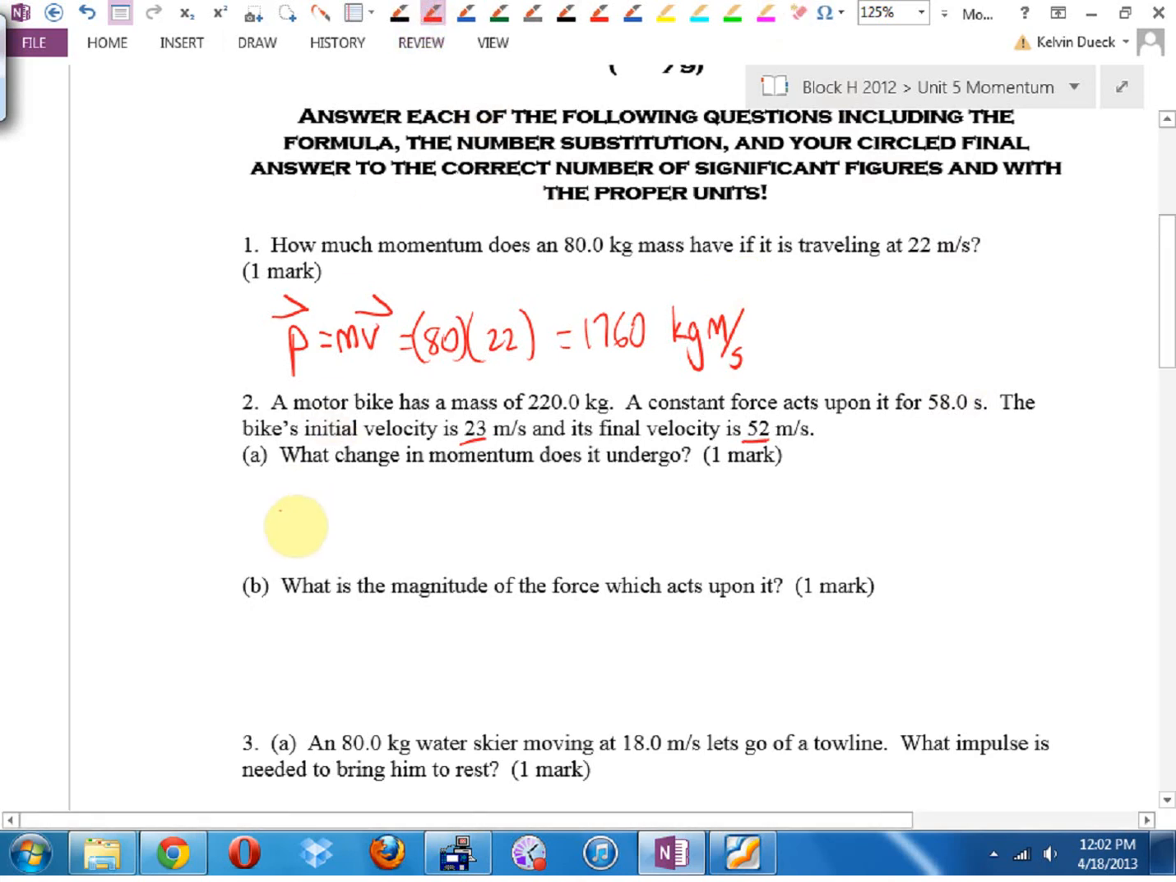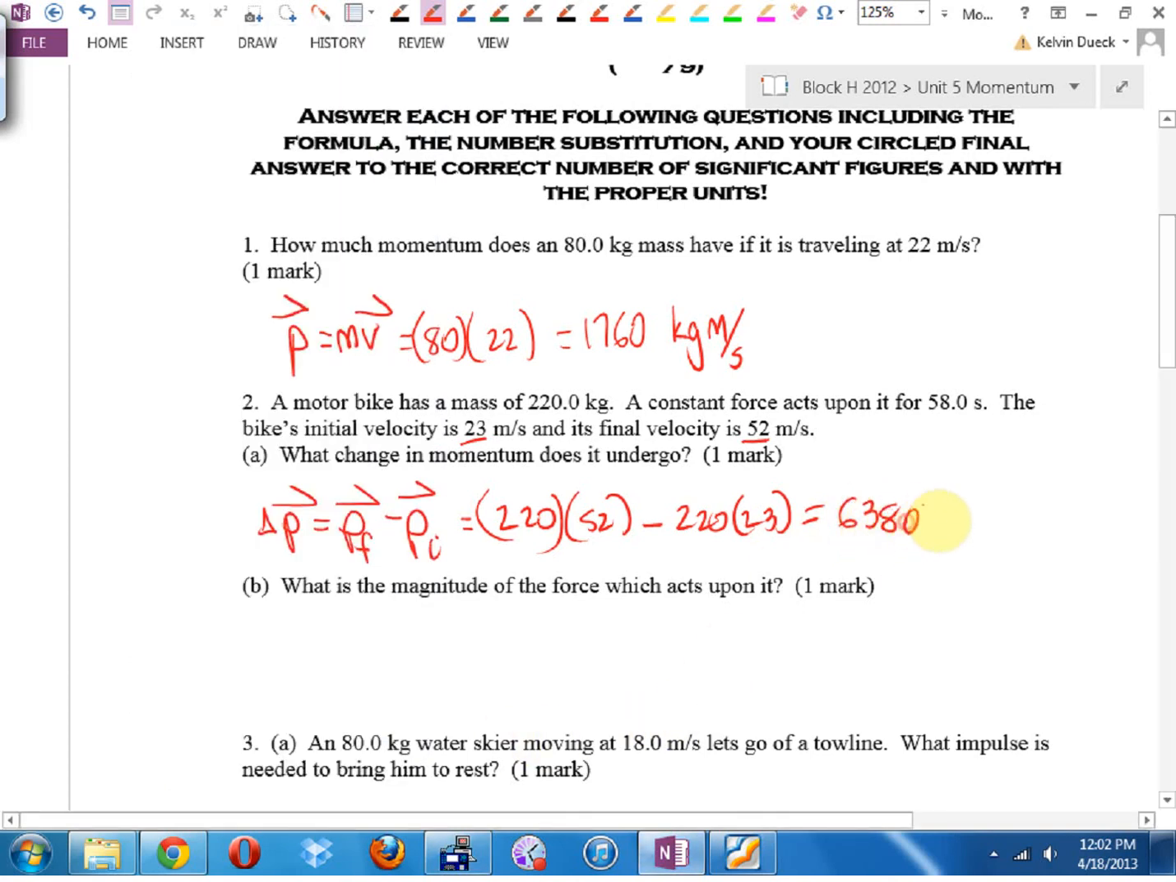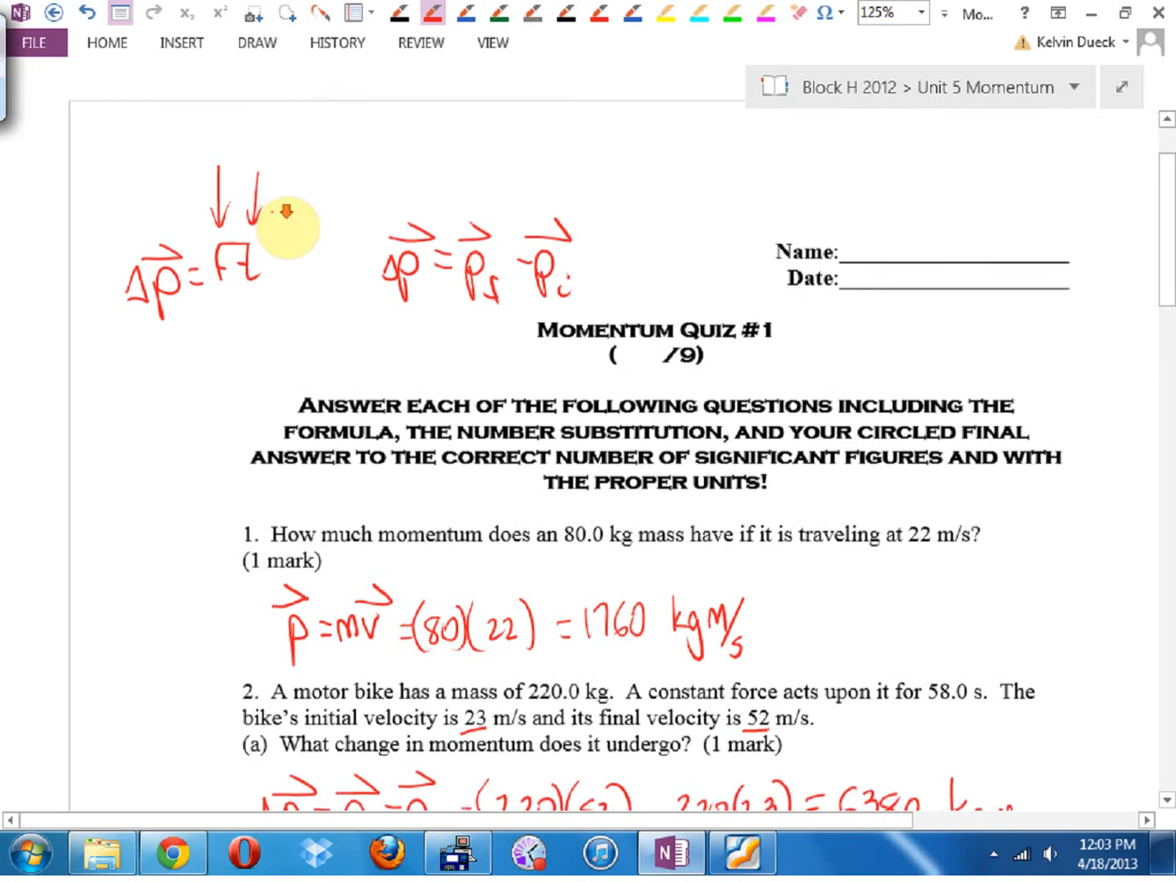So I said the impulse, the change in momentum, is going to be the final momentum minus the initial momentum, is going to be mass times the final velocity minus mass times the initial velocity. 220 times 52 minus 220 times 23. 6,380 units, kilogram meters per second, or Newton seconds. Newton times seconds, usually how I write it.